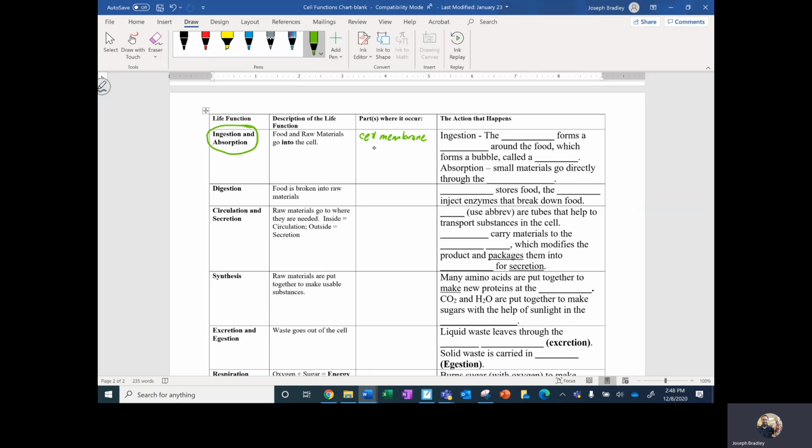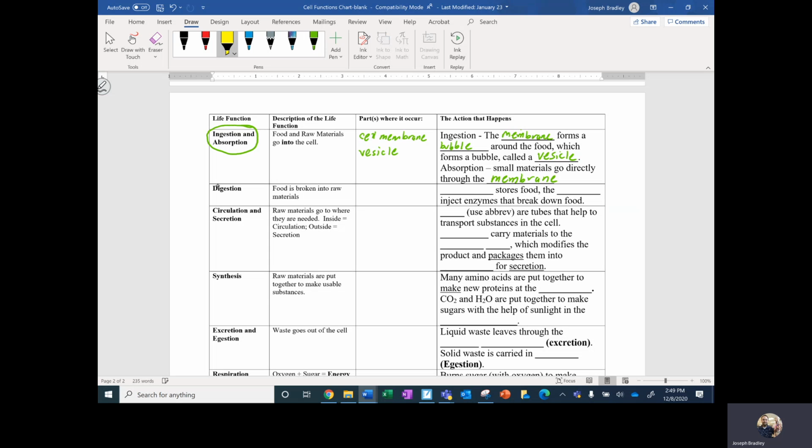Okay, so the other thing that we could put in here is going to be a vesicle. So the vesicle in ingestion is going to form a bubble around the food. Oh, sorry, I made a mistake on here. This would be the membrane forms a bubble around the food, which is going to be called a vesicle. Then absorption, the small materials go directly through the membrane.